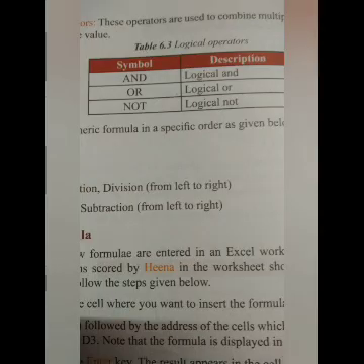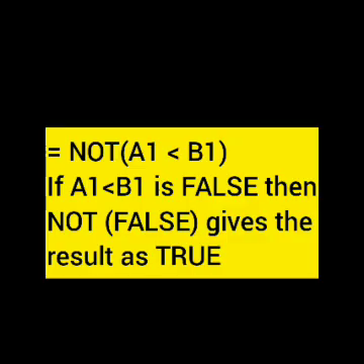Then logical NOT operator. It is not used to combine. It is used to reverse or invert the value or the result of an expression. For example, NOT of A1 less than B1. This will return a true value if the expression results in false. That means if A1 less than B1 is false, then not false is taken as the result. Not false means true. So the total result will be true.